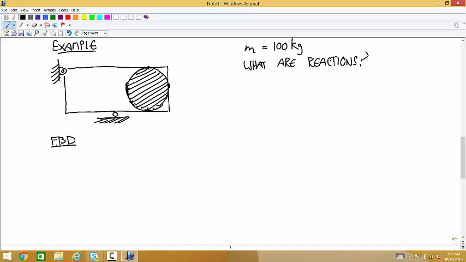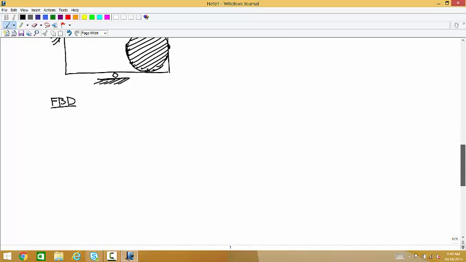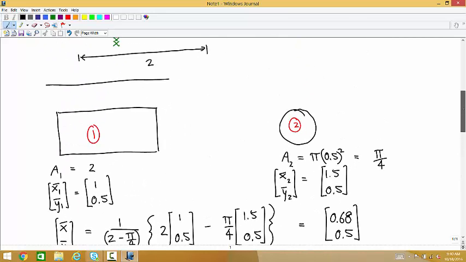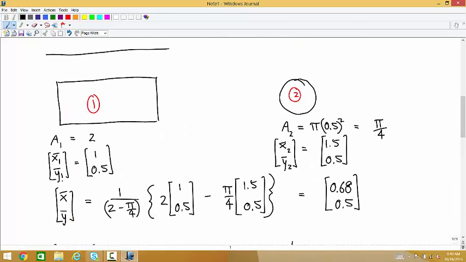This is 2D, yeah. If it was 3D, all of our centroid calculations would have to have a Z component too.